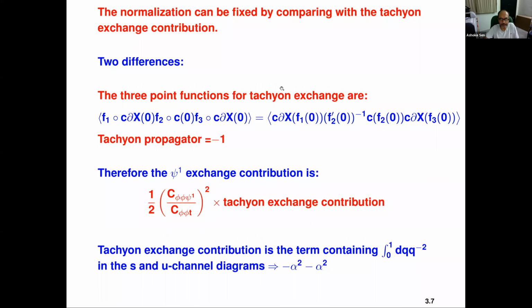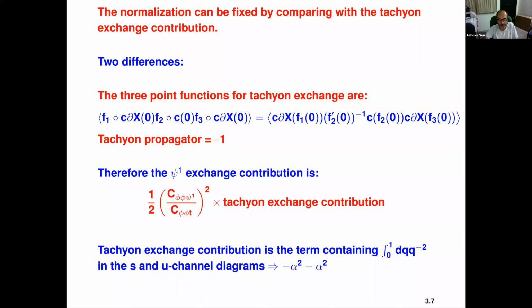First of all, the 3-point function for the tachyon exchange is given by this. Again, these are dimension 0 primaries, so their transformation law is simple. C0, this is a tachyon vortex operator. This is also a primary, but a dimension -1 primary. So its transformation law is given here. So that's the first difference: C phi phi psi 1 differs from C phi phi tachyon. And the second difference is that the psi 1 propagator was minus half in the same unit in which the tachyon propagator is minus 1. This again you had worked out yesterday by looking at the kinetic operator.